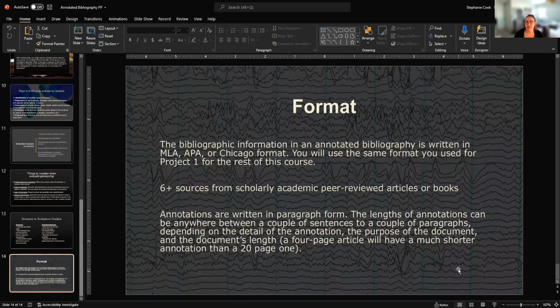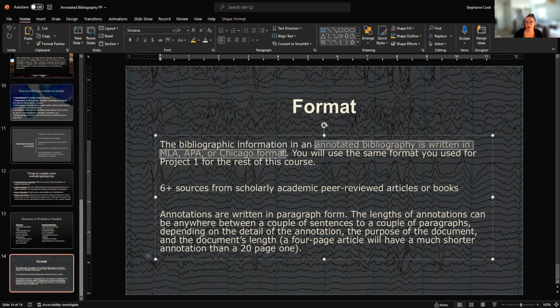So the format of this: you're going to write it in the annotated bibliography form of whatever your citation format is, APA, MLA, or Chicago. You're going to use the same citation format that you use for Project One throughout this whole course. So if in Project One you did Chicago, that's what you're doing every single time we do a paper.